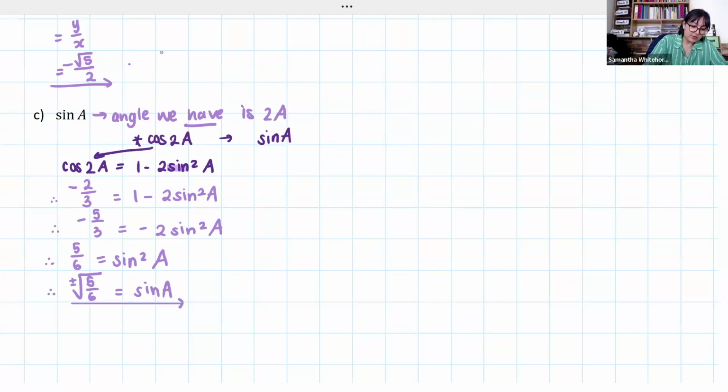Right, and that's essentially what we wanted. Remember, we wanted the value of sine a. In order to do that, because we were already given the double angle, we almost had to work backwards with our double angle formulae in order to get the specific single ratio that we wanted. Always remember that the double angle formula works both ways. You can expand and you can simplify, but always look at what information you have.